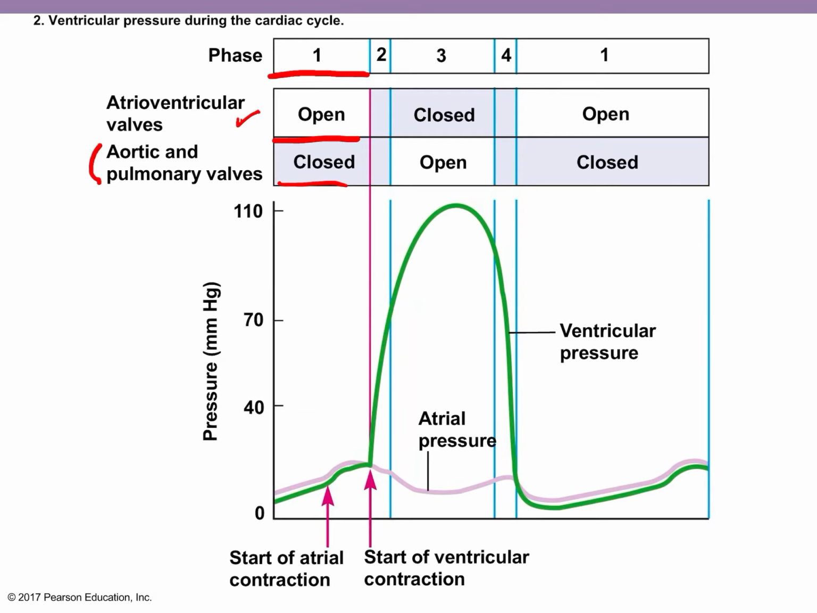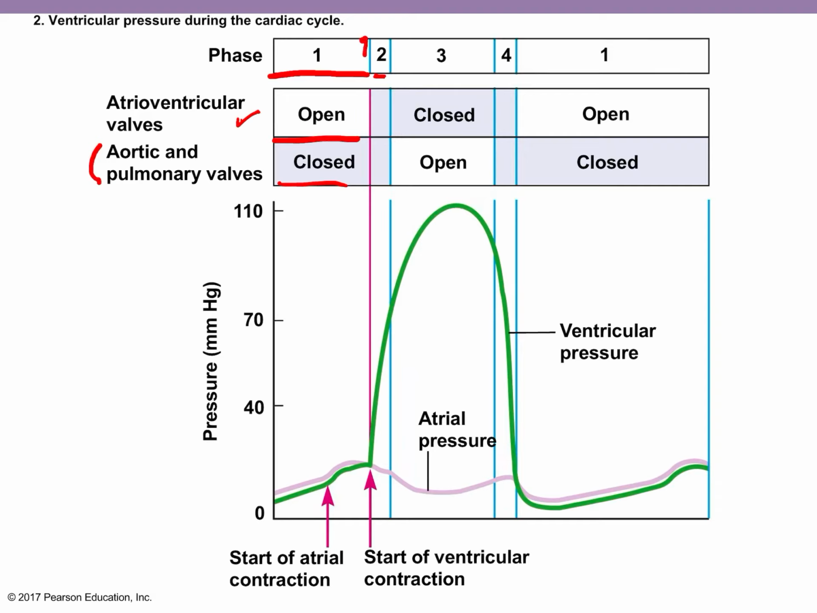Why are they closed? Is because of that backwards pressure from the aorta and the pulmonary trunk, because that blood slides back. If the heart's not contracting, the pressure of the blood slides back onto the heart. So the semilunar valves are closed.